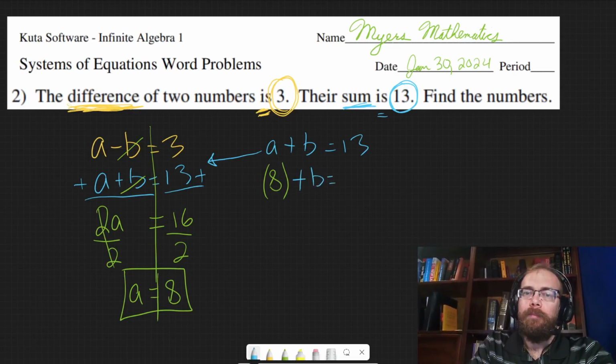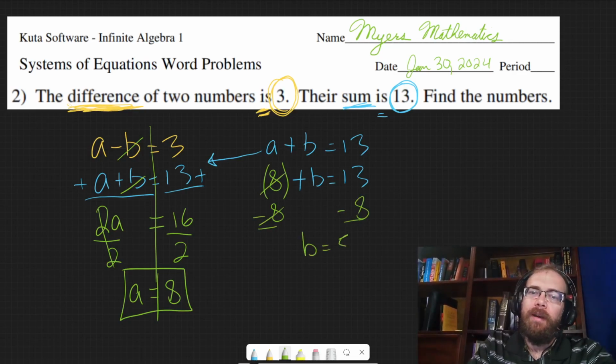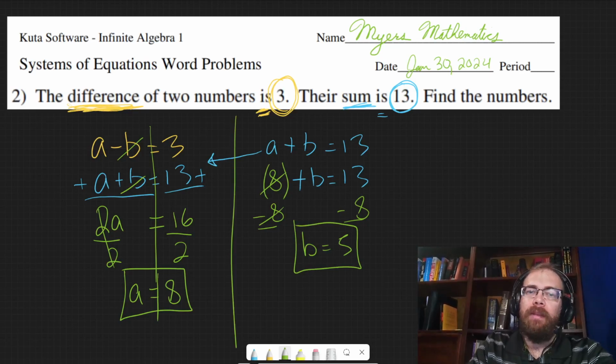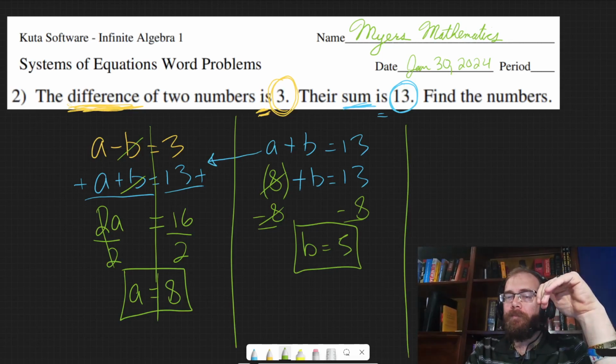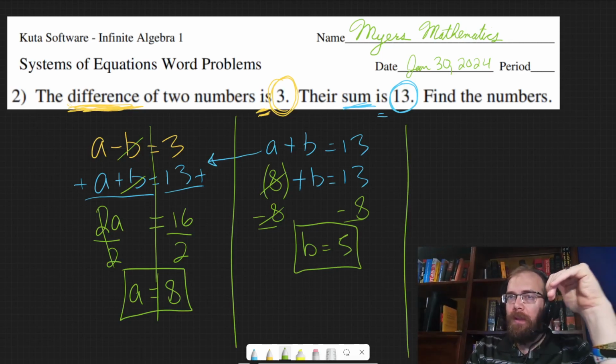So do that. And then we would just minus 8 on both sides. 13 minus 8 is going to be 5. And then, speaking of having everything nice and neat here, there's two columns. There's the yellow equation that we put here initially and the blue equation that we put here initially. We just recently got b by plugging into the blue equation.